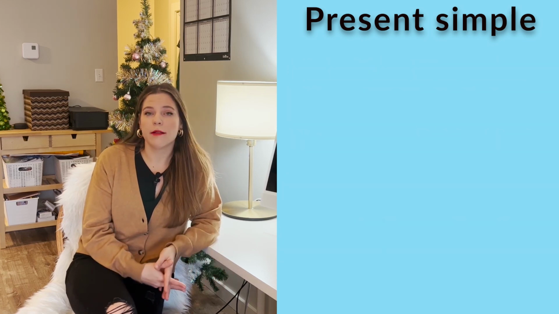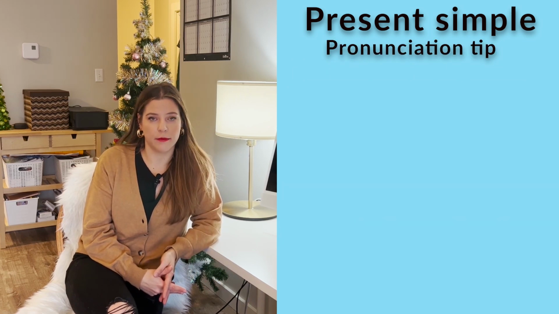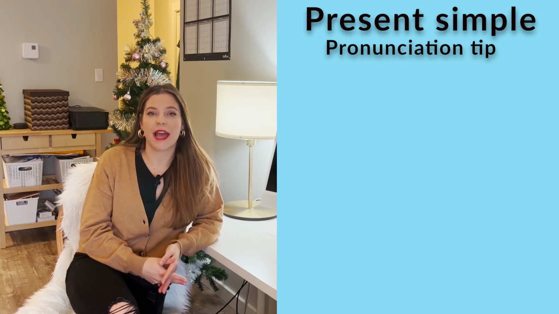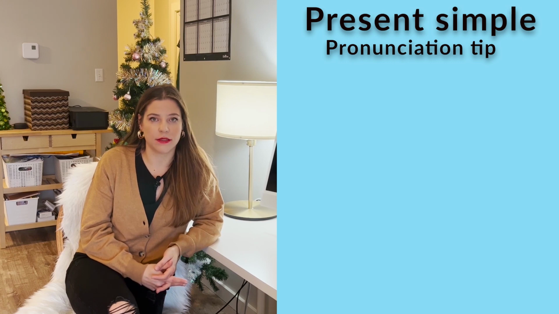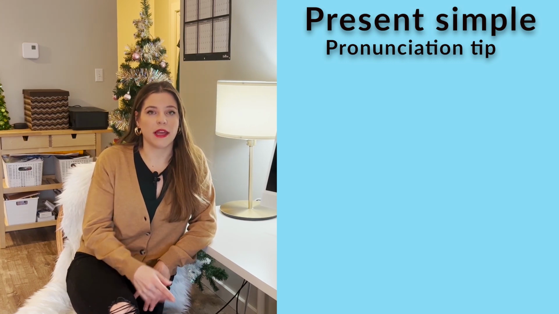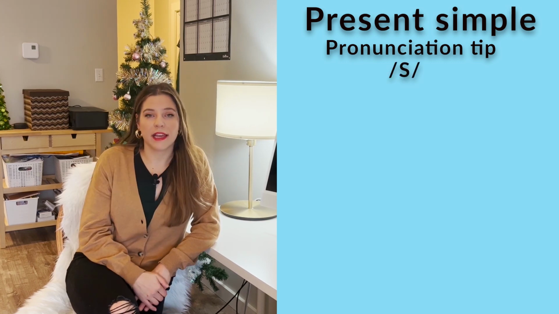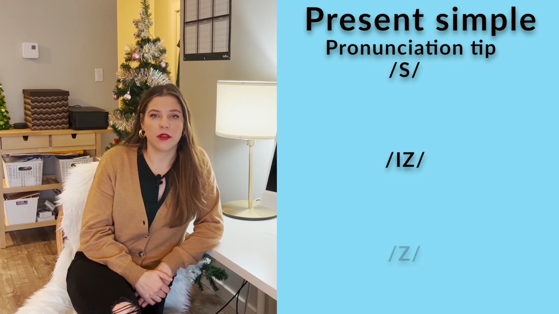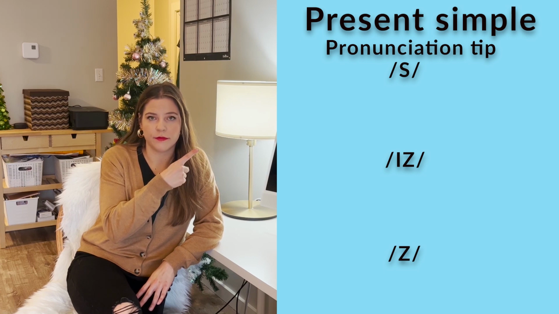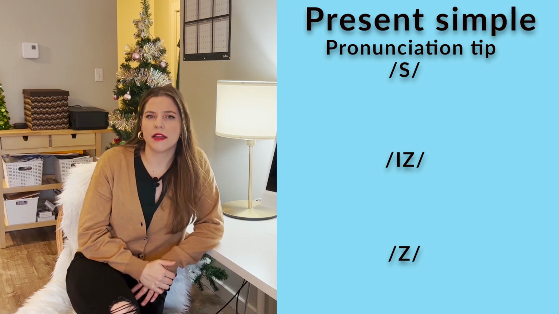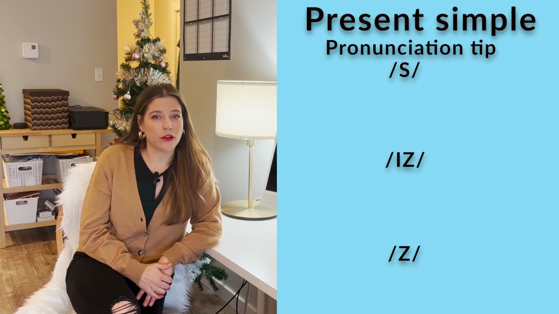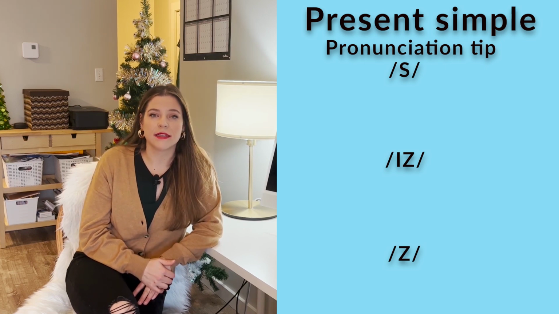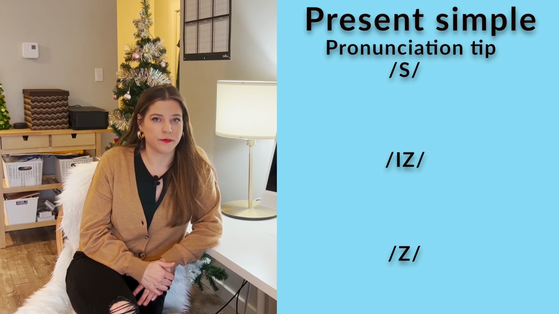Now here's a very important pronunciation tip. When we add S to the end of a verb, it can have one of 3 sounds. It can sound like S. It can also sound like iz, or it can also sound like Z. So let's look into that in a little more detail.